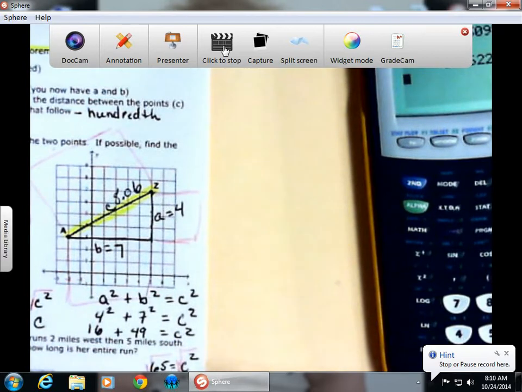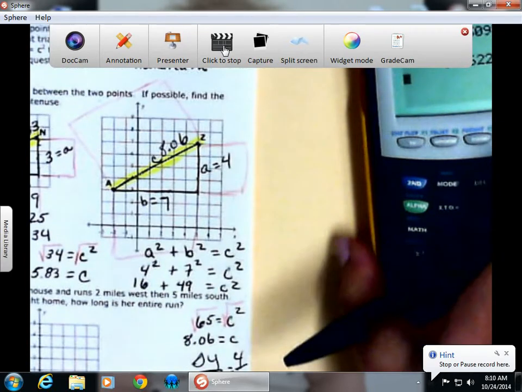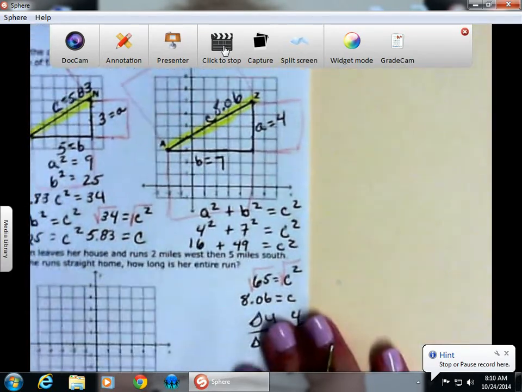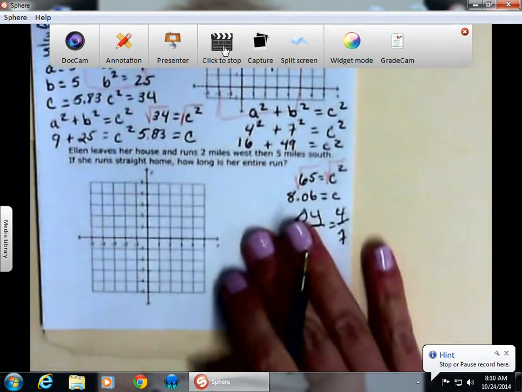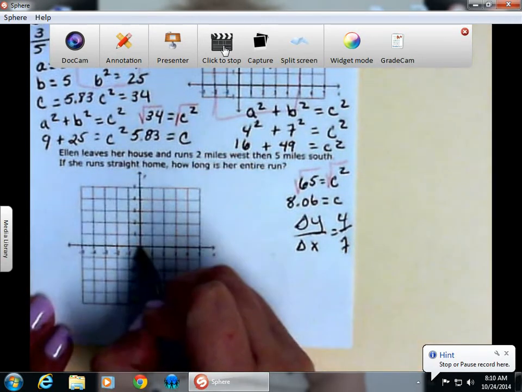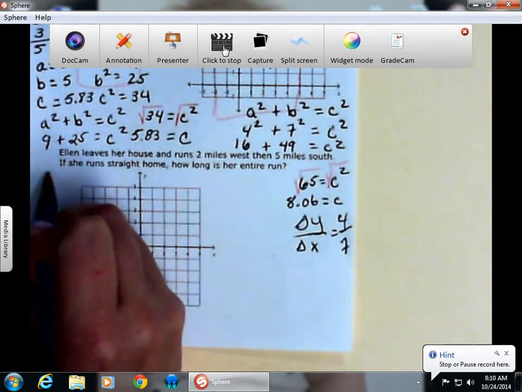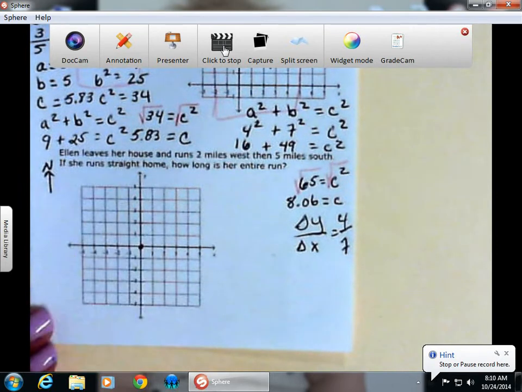Alright, let's take a look at the last problem here on this page. Ellen leaves her house and runs 2 miles west, then 5 miles south. If she runs straight home, how long will her entire run be? So, let's say her home is at the origin 0, 0. Now remember, north is up, south is down, east is to the right, and west is to the left.